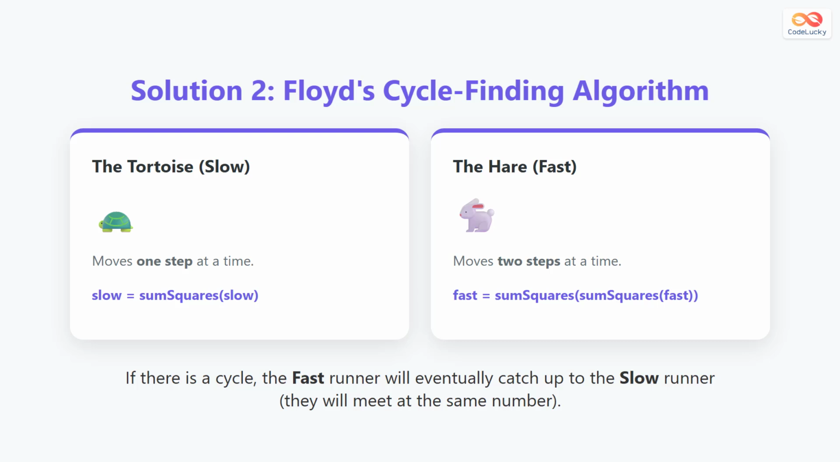A more space-efficient approach is Floyd's Cycle-Finding Algorithm, often called the Tortoise and Hare algorithm. We maintain 2 pointers. The slow pointer moves 1 step at a time in the sequence, while the fast pointer moves 2 steps. If there is a cycle, the fast pointer will eventually wrap around and catch up to the slow pointer, landing on the same number. If the fast pointer reaches 1, the number is happy.